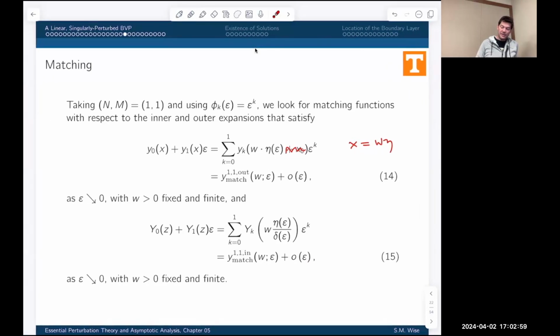It's a little bit abstract at this point. We're going to do so many examples that it'll become second nature: yeah, okay, that's what you do. So the intermediate variable is the variable that we use to try to match the outer layer and the inner layer.